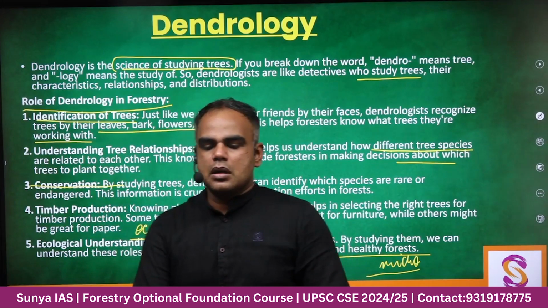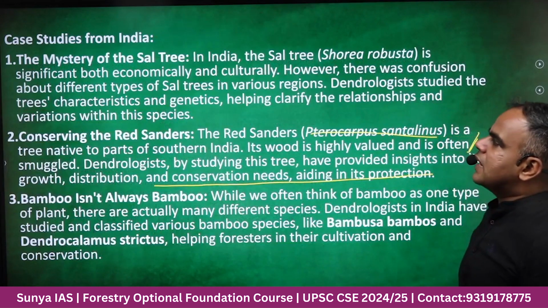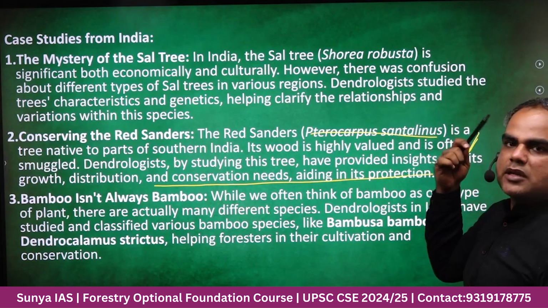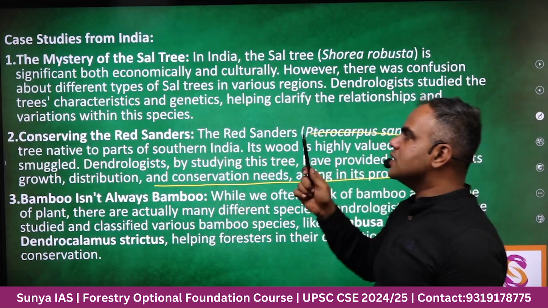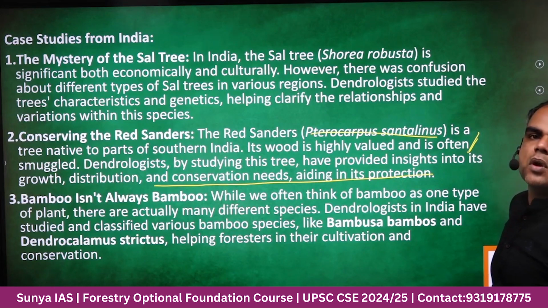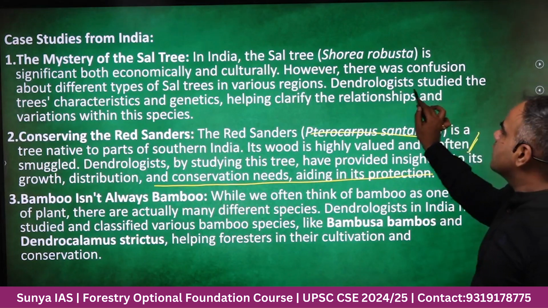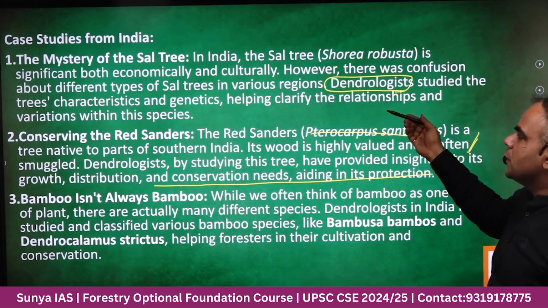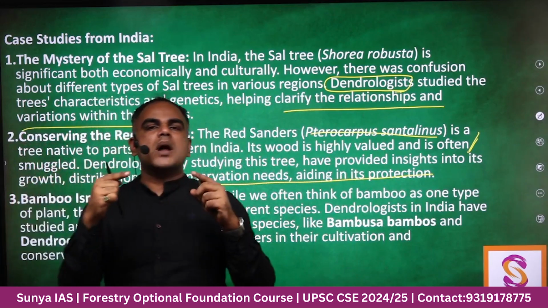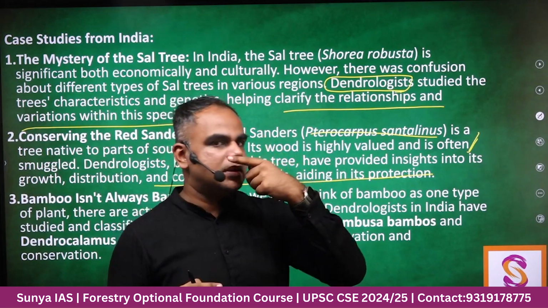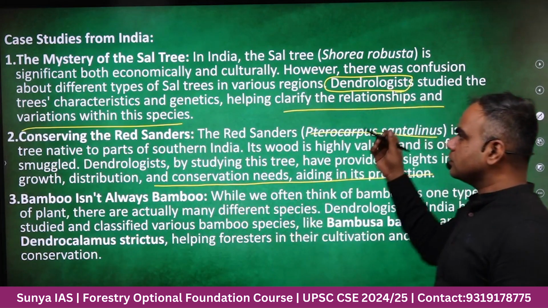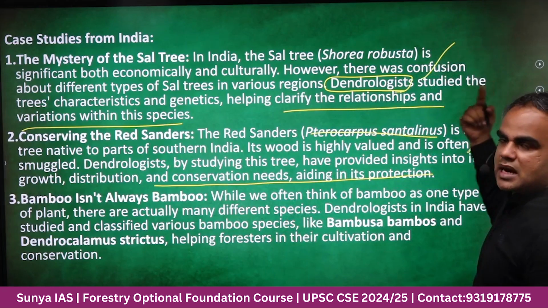Then the case studies I've added here. One is the case of the sal tree. Sal, Shorea robusta, is important from the cultural as well as economic angle. However, there are different types of sal tree in different regions. When dendrologists studied it, they understood the variations within this one species itself. For example, the distribution of a single species can have different variations. So dendrology helps to understand that.